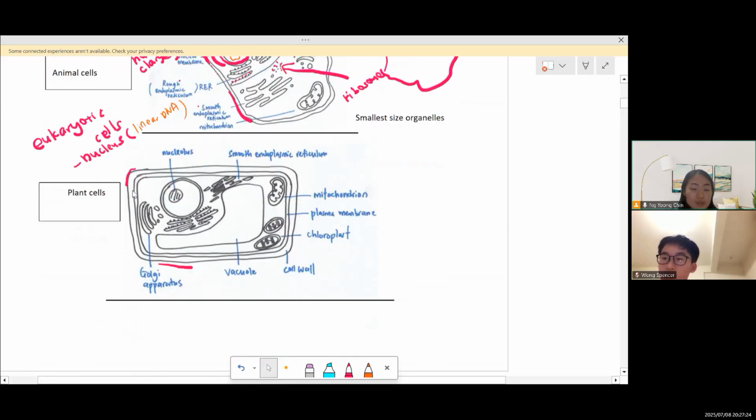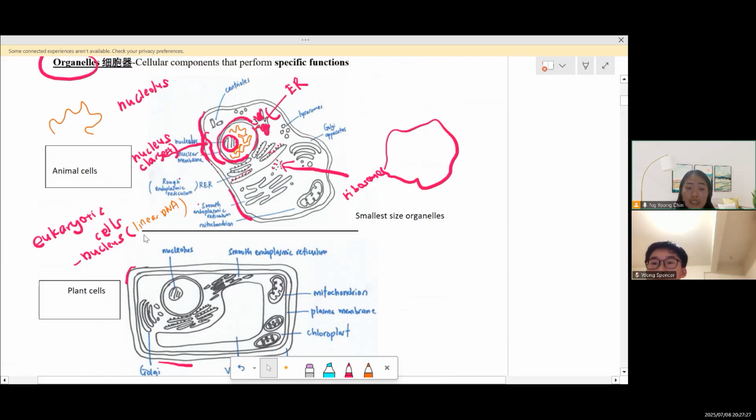So for the eukaryotic cell, the first characteristic is that they have a very big prominent nucleus. Secondly, they have a lot of membrane-bound organelles. You can see a lot of membrane-bound organelles in the animal cell and plant cell. You have the mitochondria, the endoplasmic reticulum, the Golgi apparatus. We call them membrane-bound organelles because the organelle is surrounded by a membrane, so they give this name.